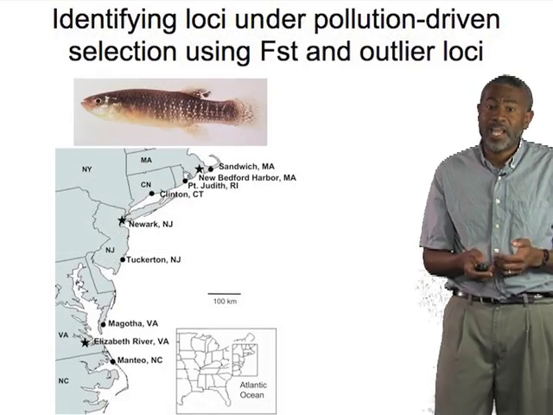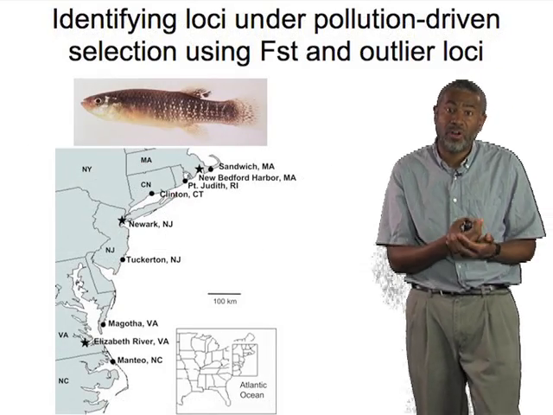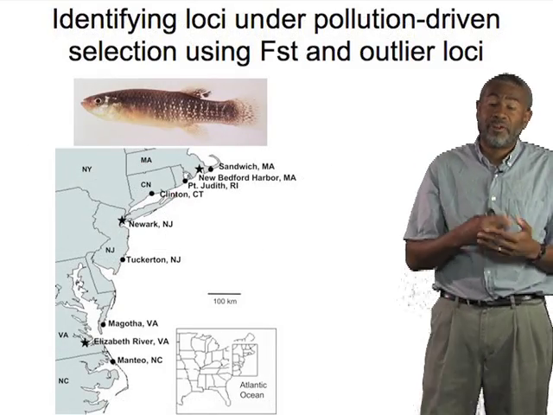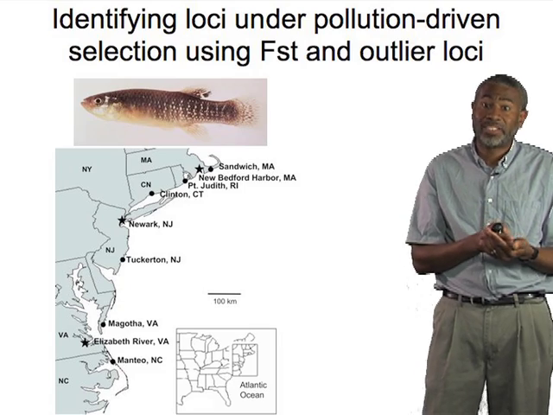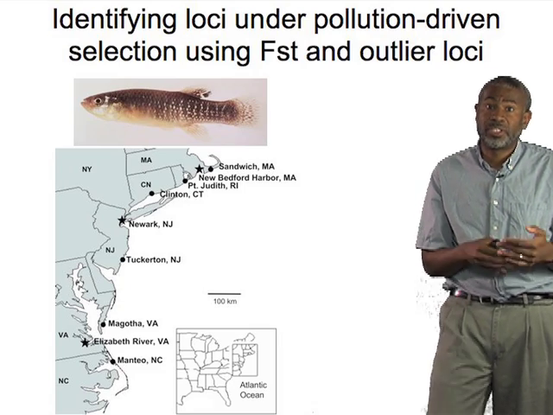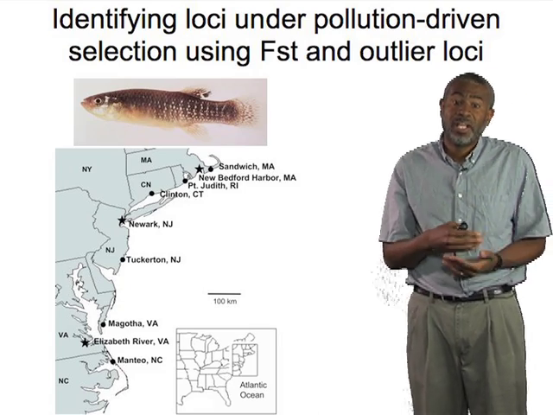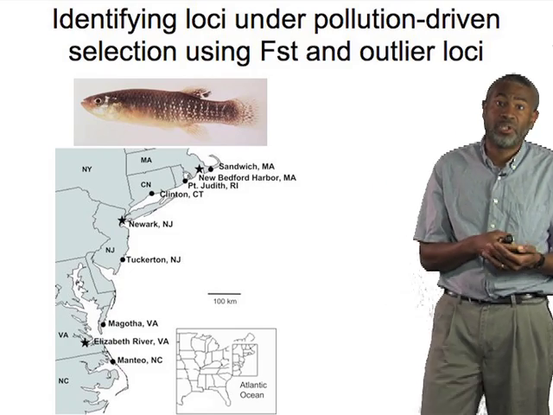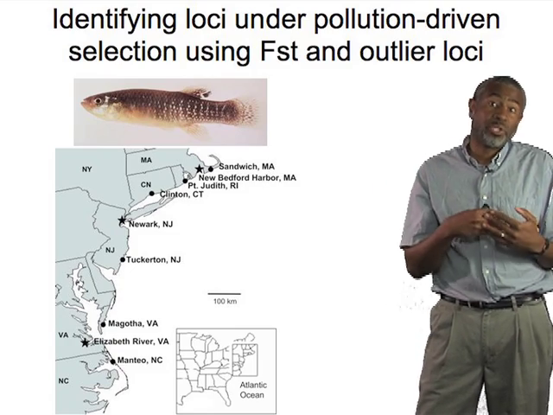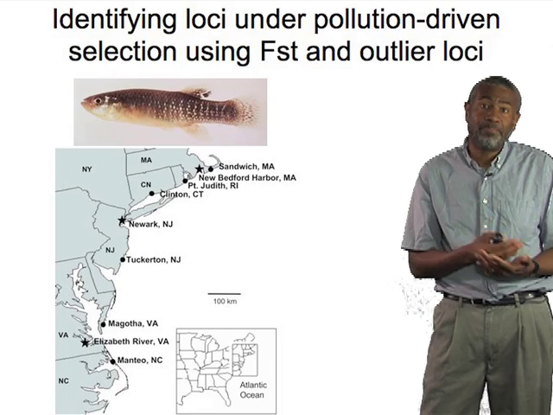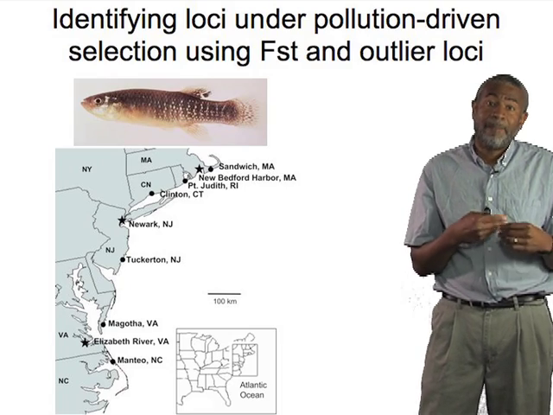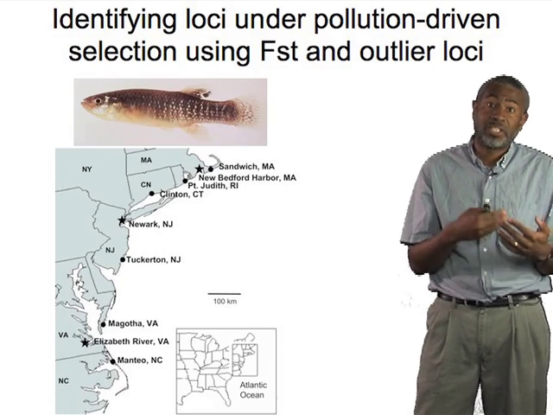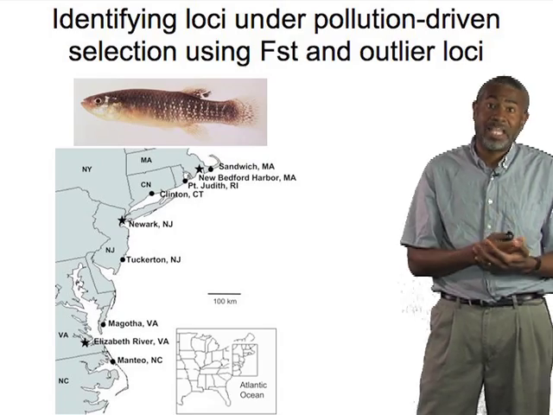So let's look at an example. Here's an example from a fish called killifish. It's very common across the eastern US. You can see these researchers sampled them from several different sites along the eastern US, in particular at so-called Superfund sites, which are highly polluted areas that may have caused natural selection in these fish because of their high levels of pollution.